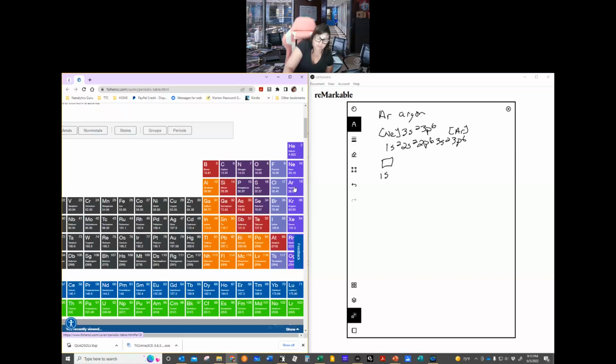And then the drawing out of the orbitals and electrons. So 1s, 2s, 2p, 3s, and then 3p. And of course, 1s2, 2s2, 2p 2, 4, 6, 3s2, and then it's 3p6. So this is full as well. Okay?